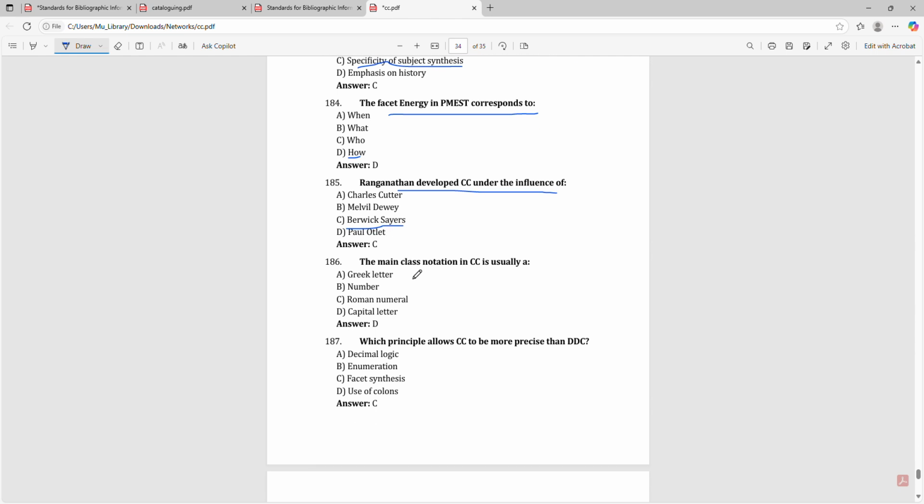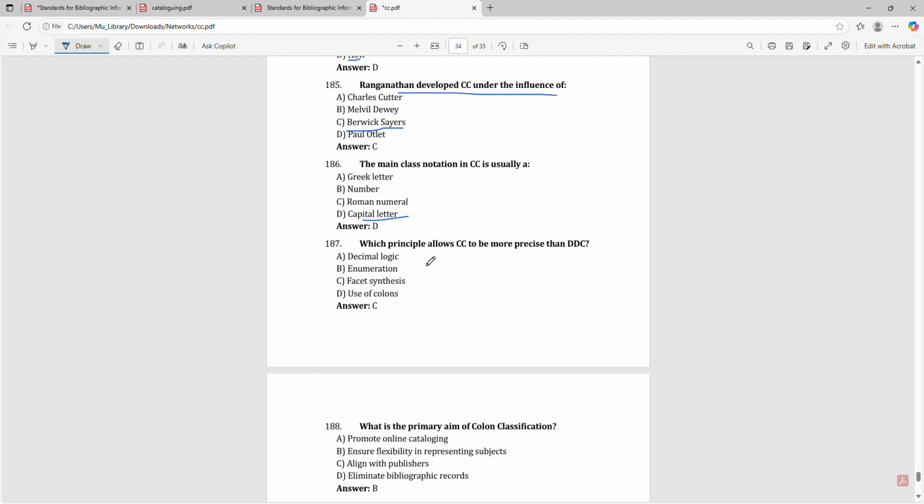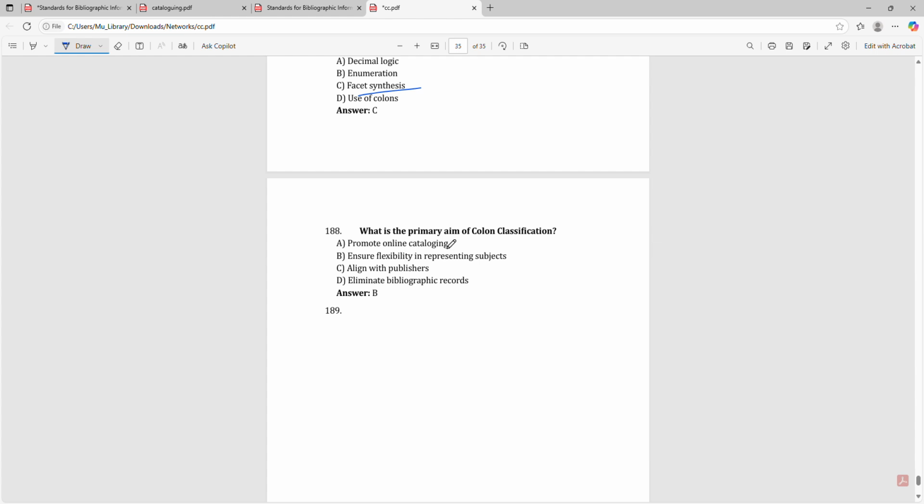The main class notation in CC is usually a capital letter. Which principle allows CC to be more precise than the DDC? That is facet synthesis. What is the primary aim of CC? That is to ensure flexibility in representing subjects.